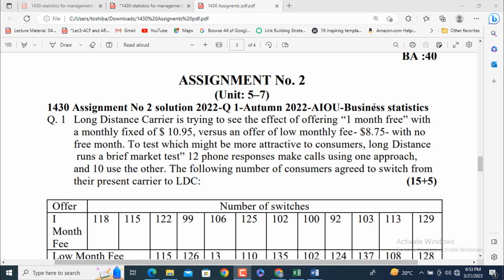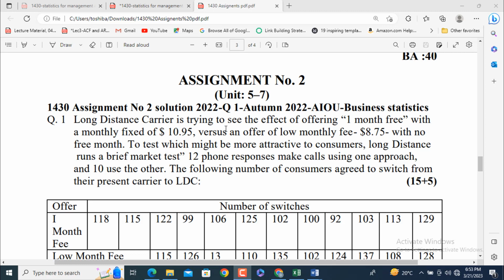In today's video, we are going to cover the solution of question number 1 of assignment number 2, related to attempt 2022. Its subject name is Business Statistics, and its code is 1430, and it is a part of the AIOU examination system. First, we will read the question, then we will jump into the solution to discuss it in detail.